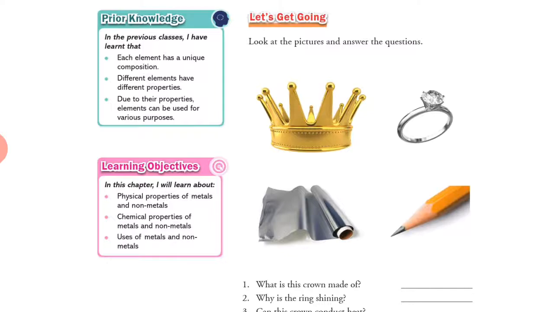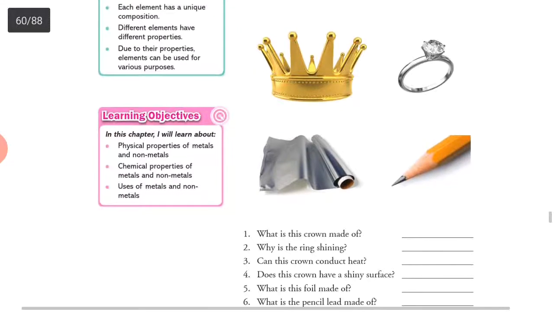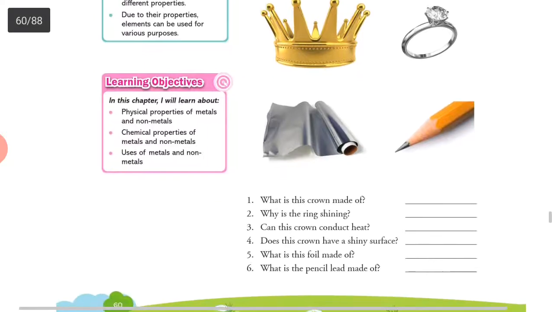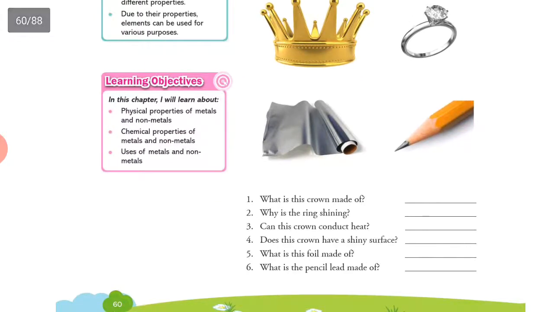Okay, what is this crown made up of? Why is the ring shining? Can this crown conduct heat? Does this crown have a shiny surface? Yes. What is this foil made up of? It is made up of aluminium. What is the pencil lead made up of? Carbon. Okay, so we will find out the answers to different questions in this particular chapter.